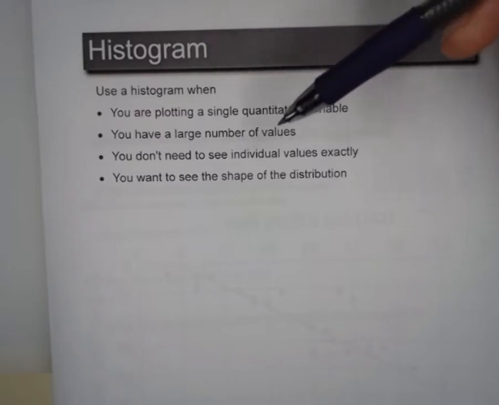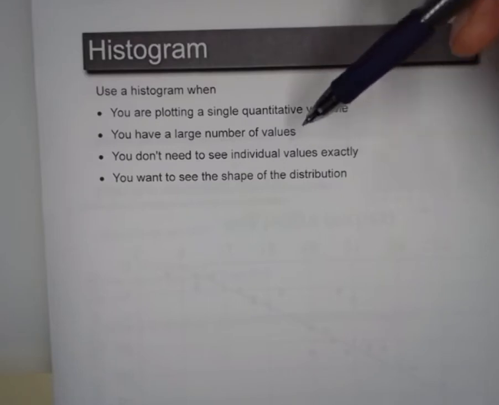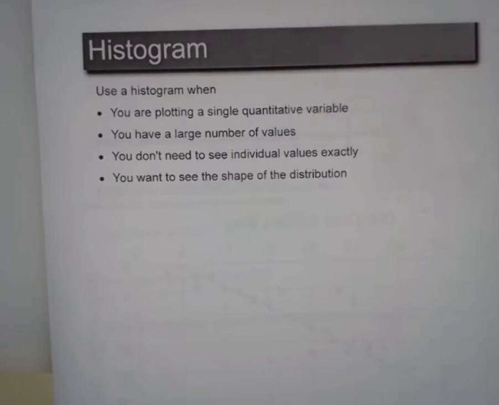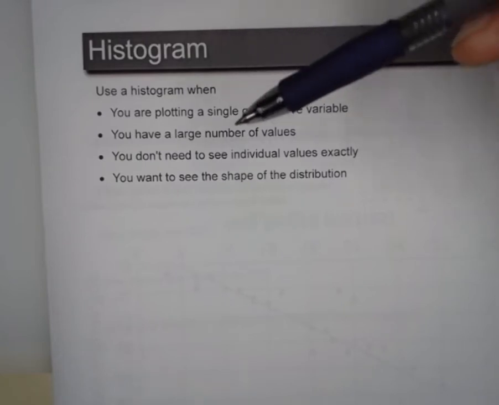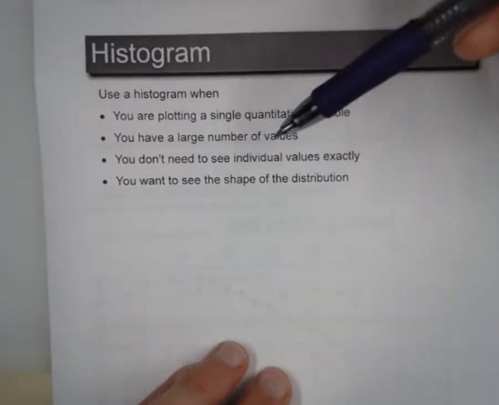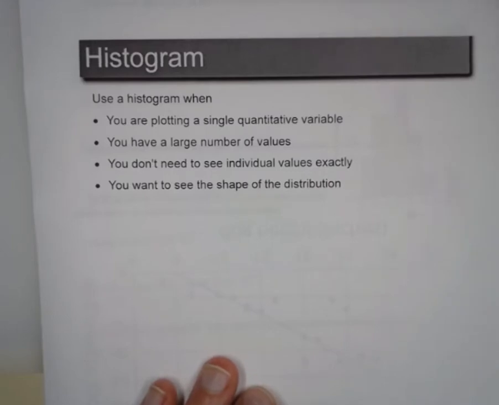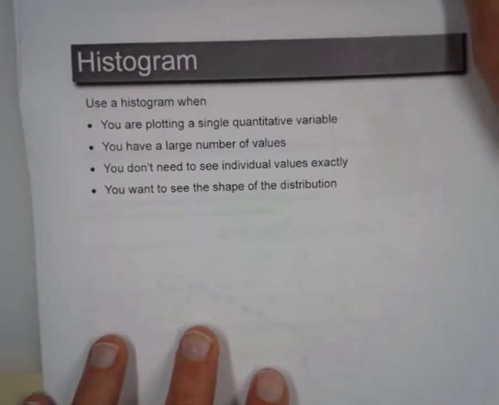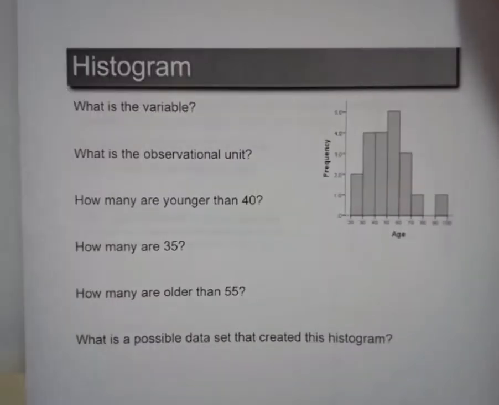The next one, you have a large number of values, whereas with a dot plot, you have a small number of values which you draw by hand. A histogram you usually use when you want to draw with a lot of data. You don't need to see the individual values exactly, so you don't need to be able to pinpoint specific data points. And then finally, you want to see the shape of the distribution. Like I said in a previous video, the frequency table is kind of the setup for this, but a frequency table doesn't show you the distribution as well as what a histogram will show you. So let's take a look.